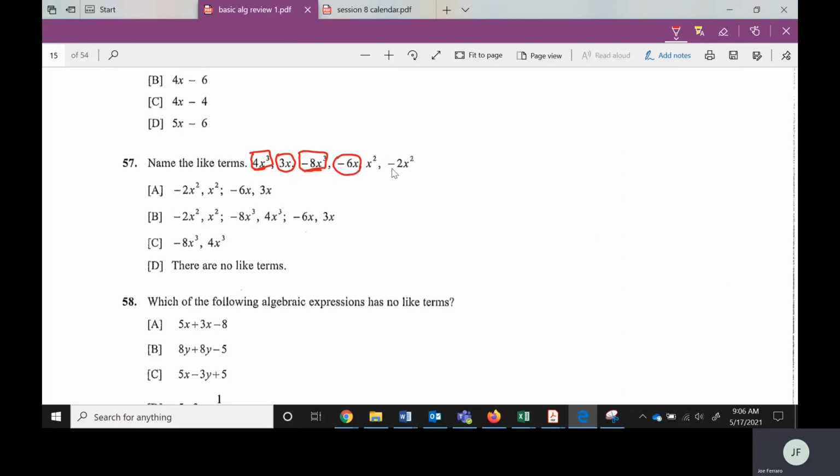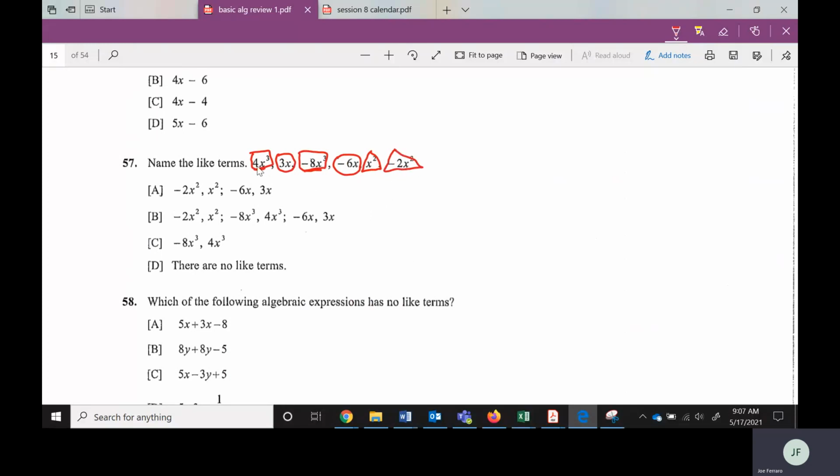And then x squared and -2x squared. If there's no number in front, that doesn't matter. And they each have an x with a squared on it. So those are like terms. So I'll just do a different shape around that. Triangles on those.